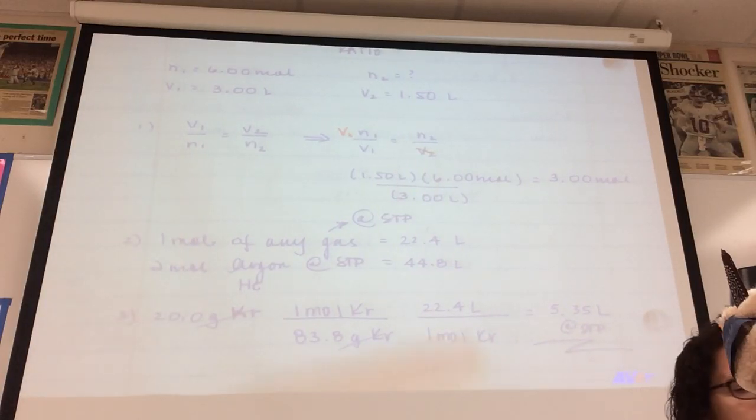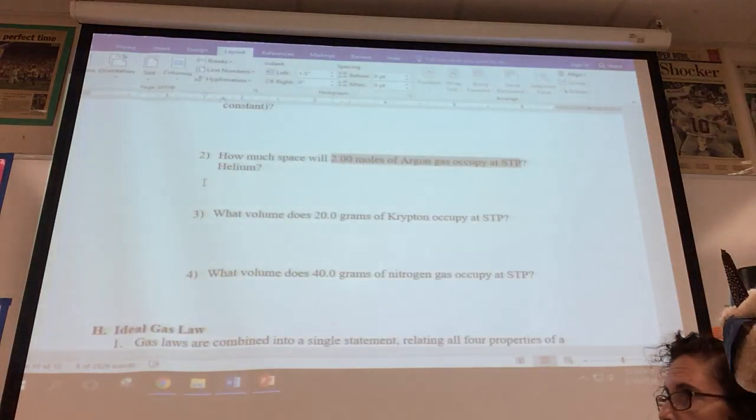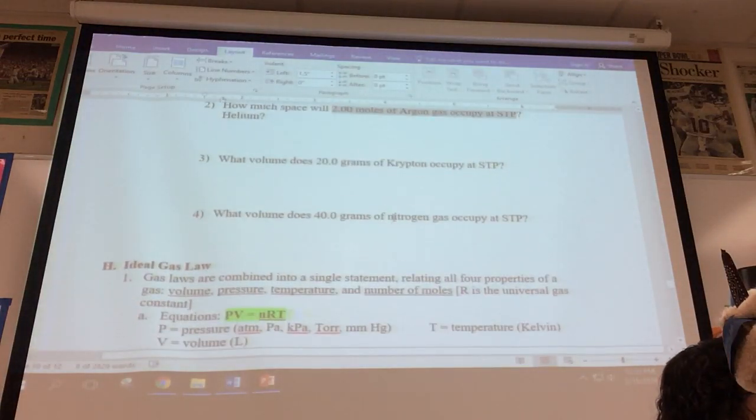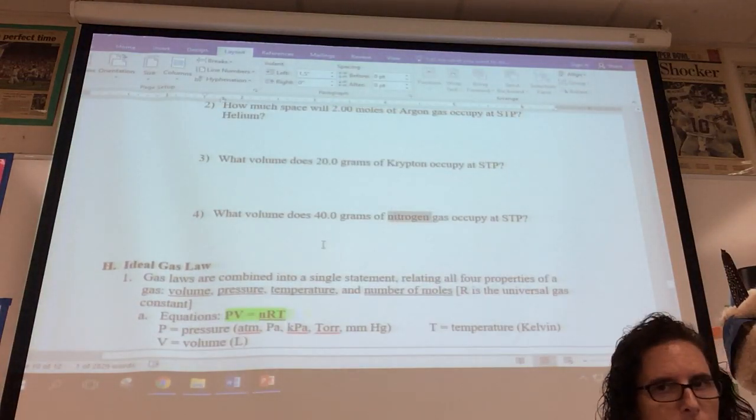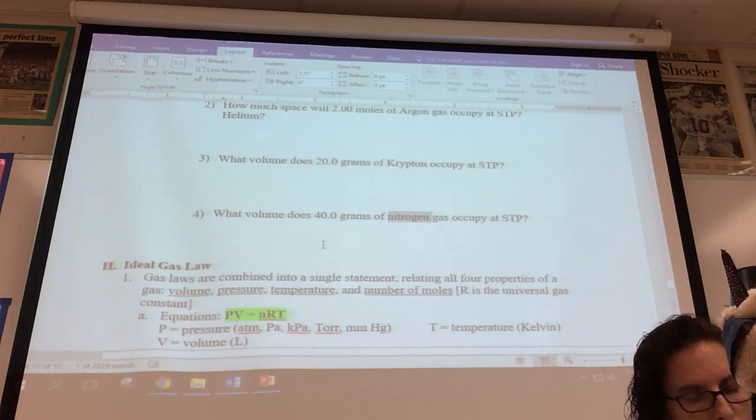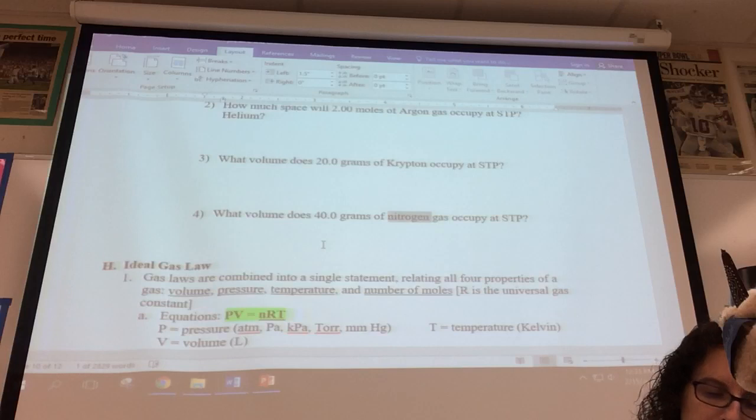So take a minute now to do number 4. This one's a little tricky. Be careful of nitrogen gas. Remember what I said, there's 5 diatomic gases. And take a minute now to try and do number 4.